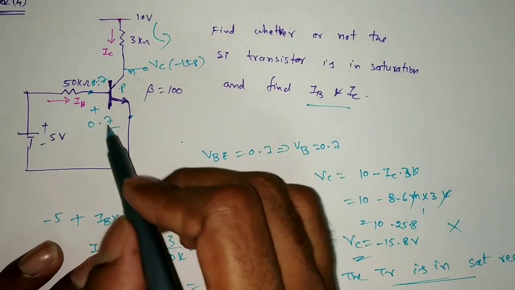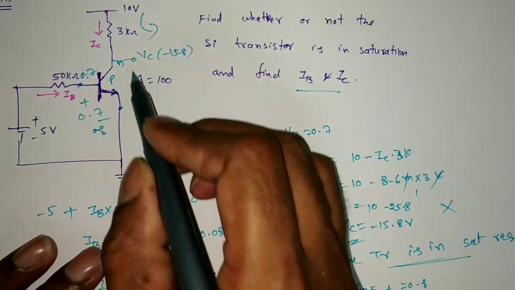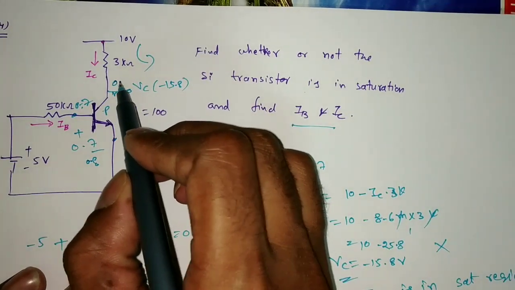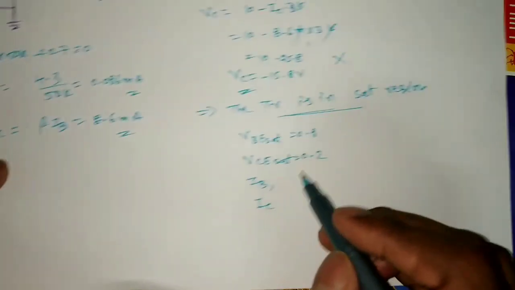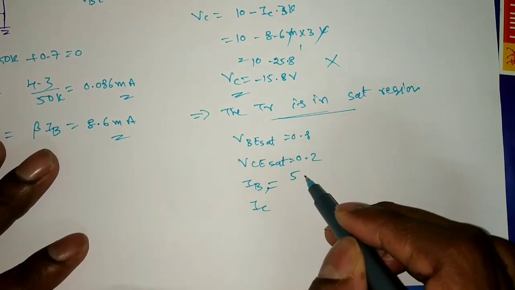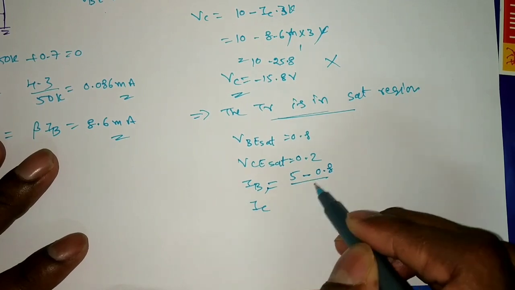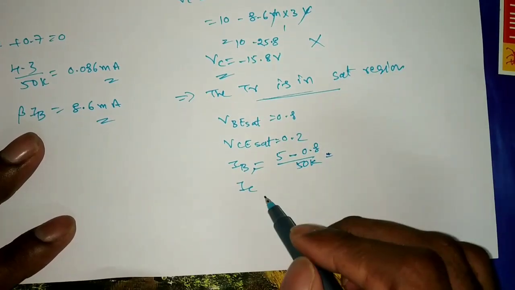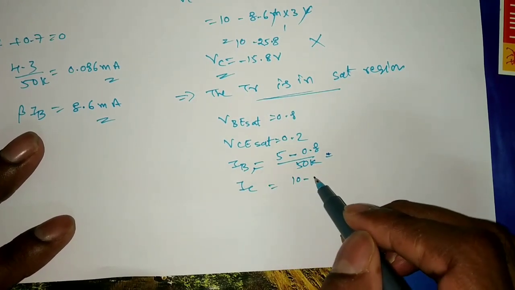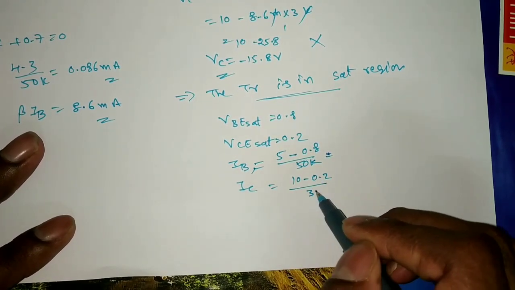You try on your own. Take this as 0.8 volts, and this is 0.2 volts. I can find directly like this: IB will be 5 minus 0.8 by 50 kilo. Right, this is the IB. IC will be 10 minus 0.2 by 3 kilo.